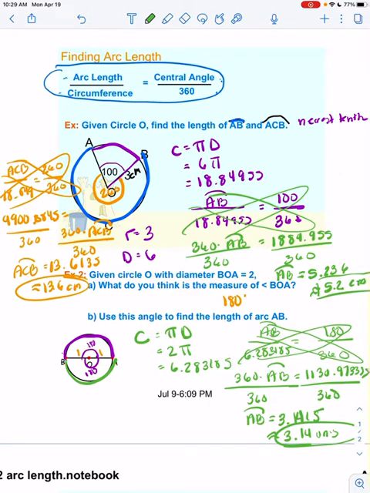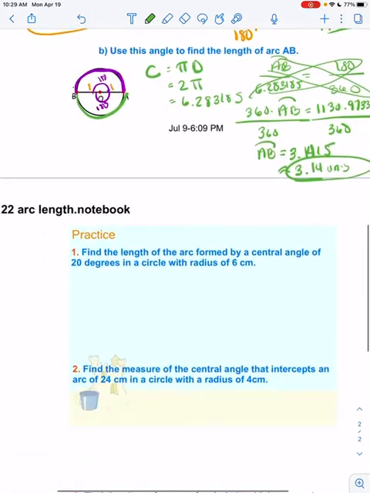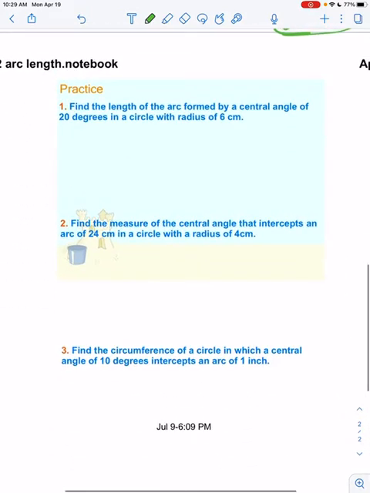So hopefully that made sense. Now I'm going to give you a couple to try. I'd like you to pause the video and try each one before moving on. Okay, so try the first one and then unpause the video when you're ready. Okay, so for this one, I didn't give you a picture. If you need it, you can draw it for yourself really quickly.